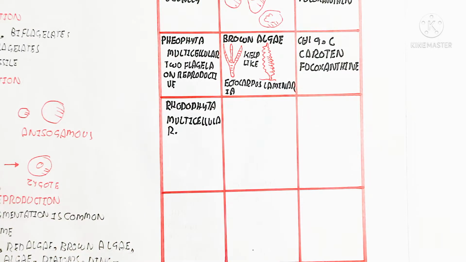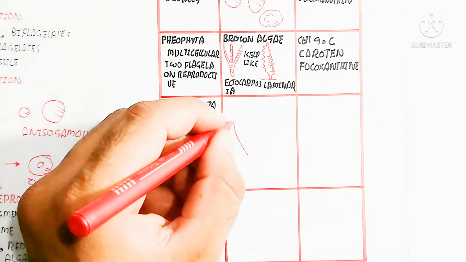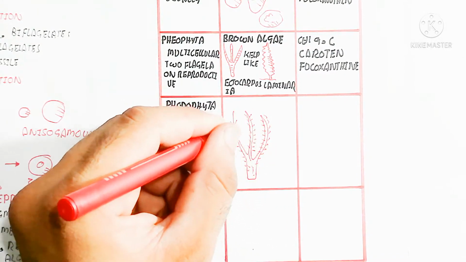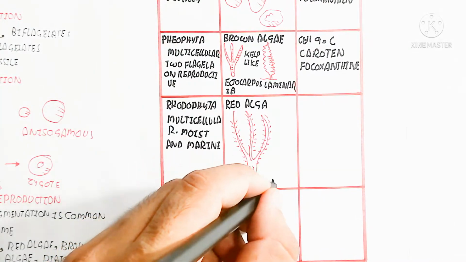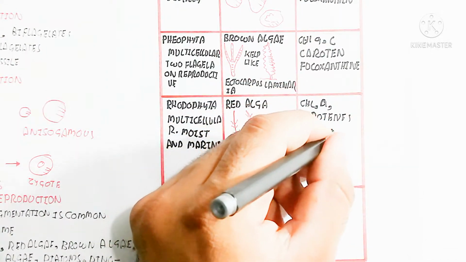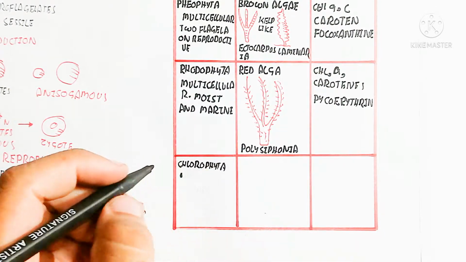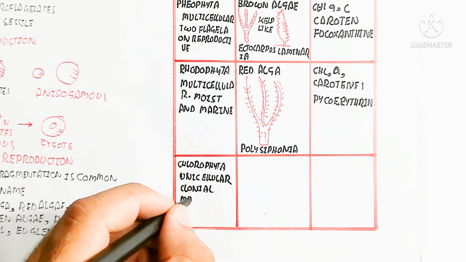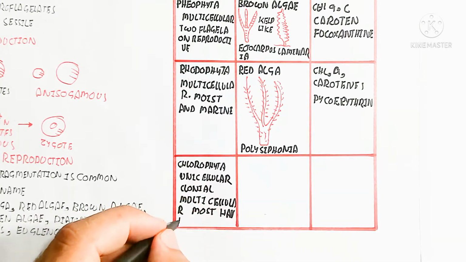On the other hand, rhodophyta, the word rhodo means red, so the red algae is multicellular, and a moist and marine algae. Polysiphonia is the best example for it. Chlorophyll A, carotenes and phycoerythrin are present. So phycoerythrin, erythro means the red color, so it shows the red color. It means phycoerythrin is present, which reflects the red light.